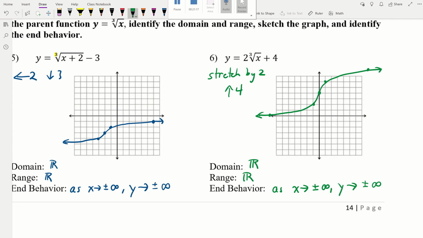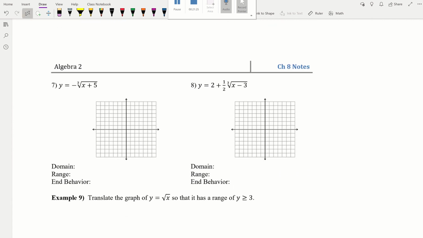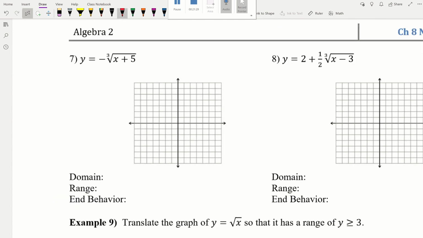I mean, to me, guys, we already know the transformations. Once you really understand the parent function and the shape, this stuff can be done pretty quickly. All right, so we got a couple more examples to get through. So now if we take a look at number 7, we got that cube root again. Now we have a negative in front. So the negative is going to cause a reflection. And then x plus 5 is going to move us to the left 5.